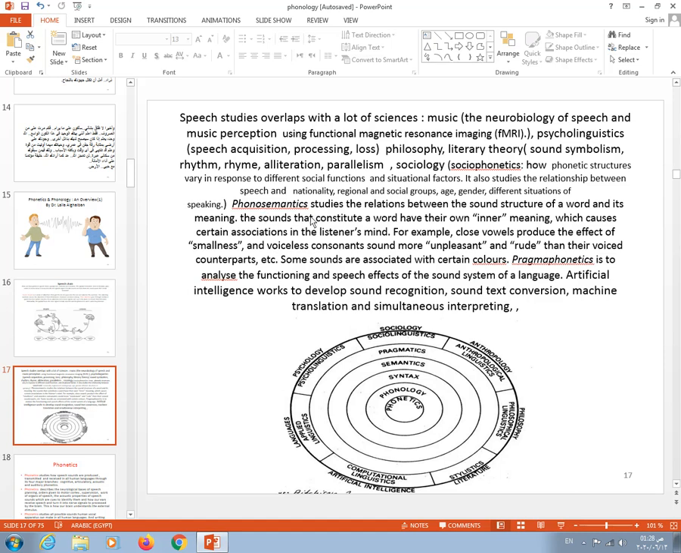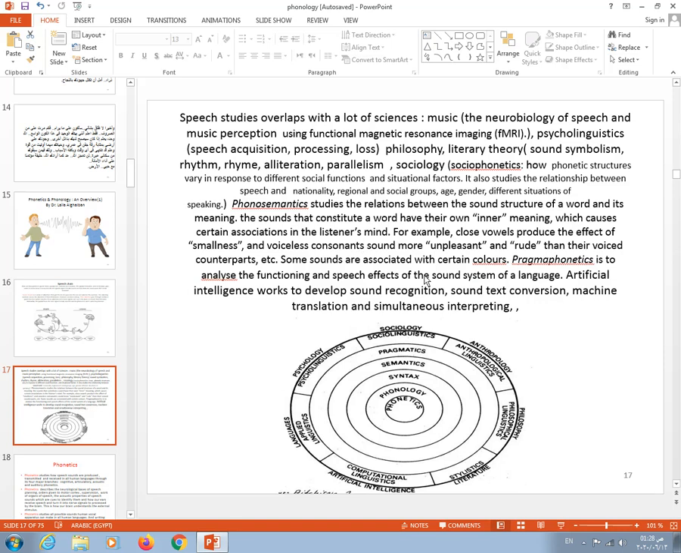Also, semantics and phonetics and phonology overlap, and we have something called phonosemantics, which studies the relationship between the sound structure of a word and its meaning. This is related also to philosophy. We know that the sounds that constitute a word have their own inner meaning, which causes certain associations in the listener's mind.